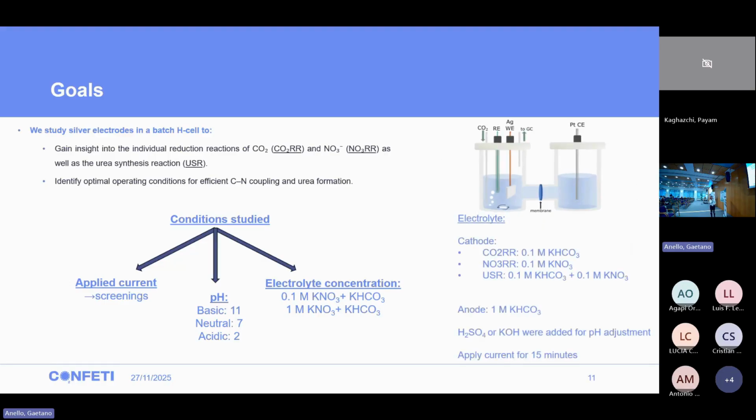The electrolyte that we used was 0.1 molar potassium bicarbonate and 0.1 molar potassium nitrate. We also used H2SO4 and KOH to adjust the pH for acidic or basic conditions, and we applied the current for 15 minutes for each experiment that we did.